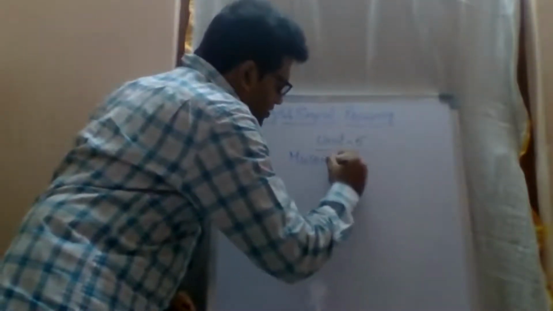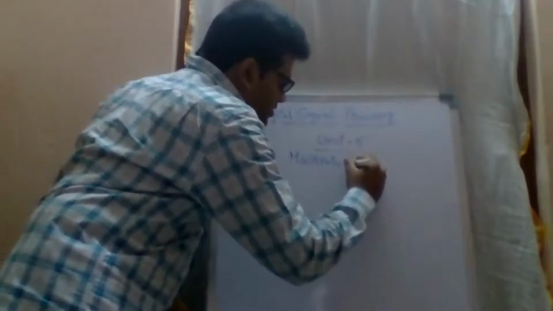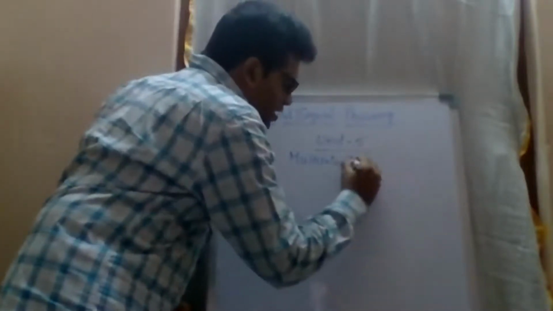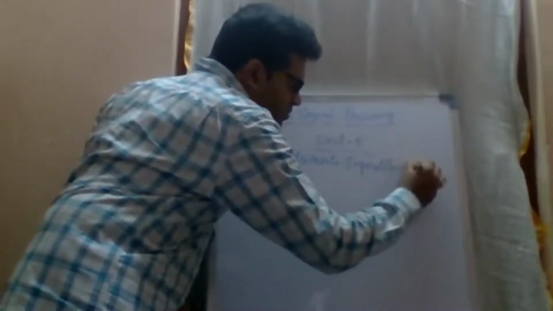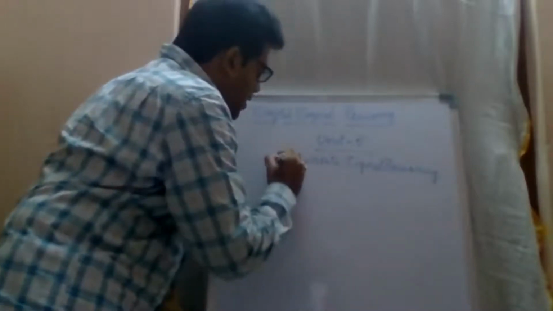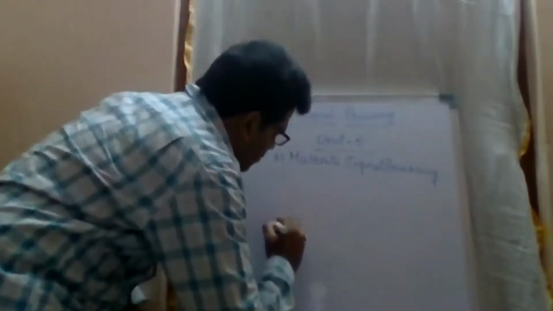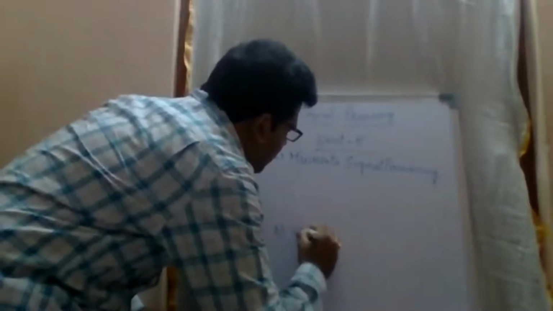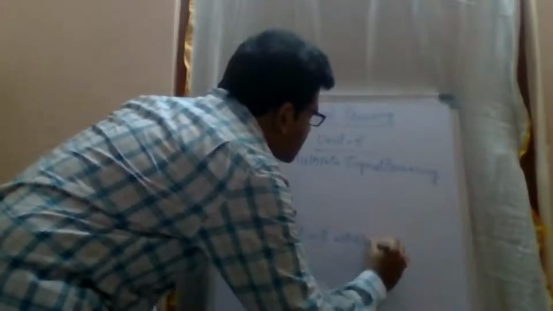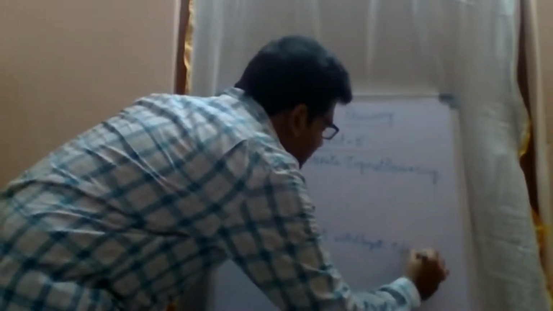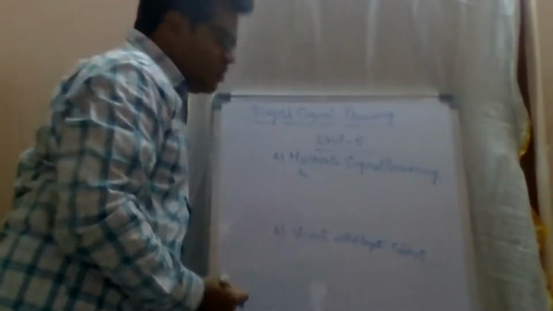So this unit specifically has two parts. In the first part, we will be discussing multirate signal processing. So this is part A, and in part B, we will have the discussion on finite word length registers, finite word length effects. Right now we'll be discussing the concepts of multirate signal processing. Then in the next step, I'll share the content with respect to finite word length effects also.